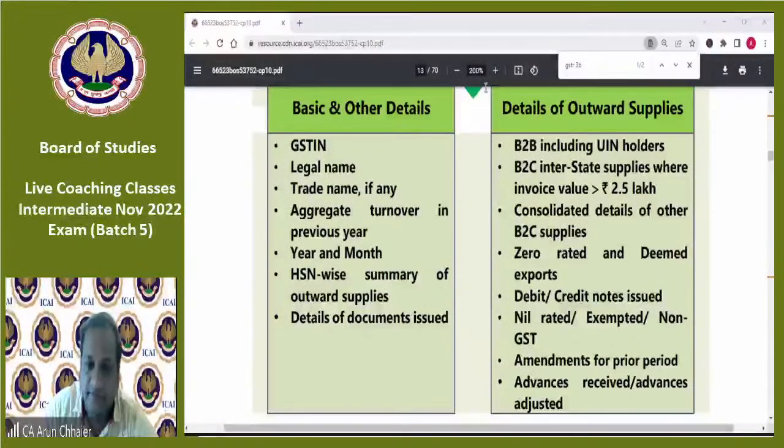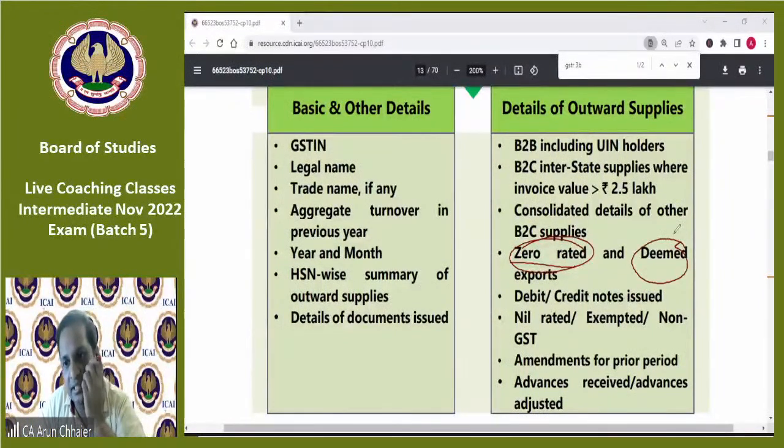Next, zero rated supplies. That is export and supply to the SEZ unit. Deemed export, that is again, certain transactions are considered as deemed export, like supply to the EOU, advance authorization, EPCG license, etc.